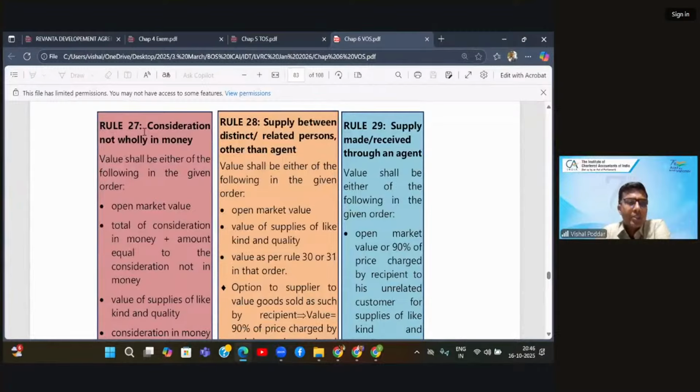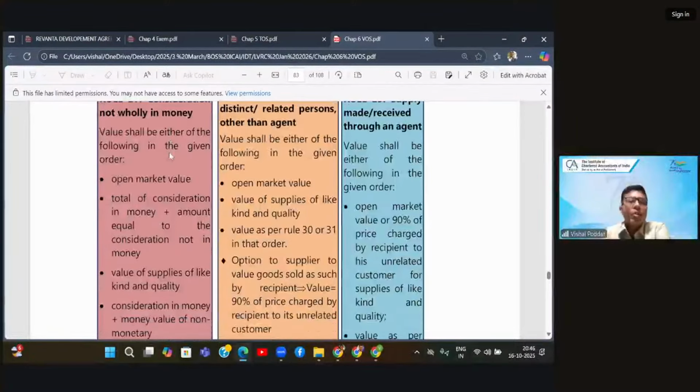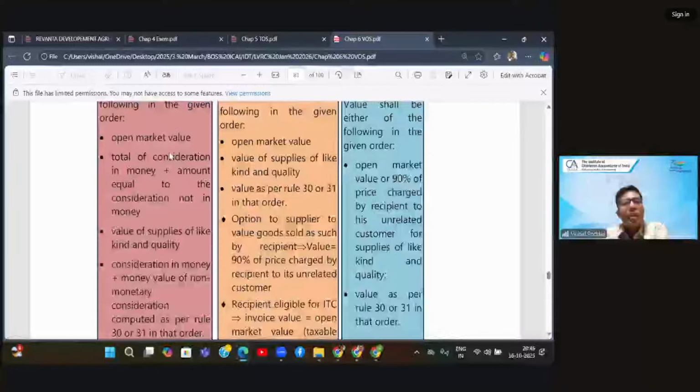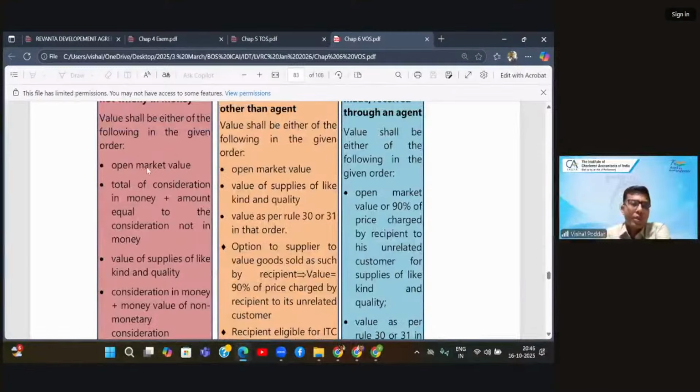First is rule 27. It applies whenever the consideration is not wholly in money. So this applies when there is no consideration, or the consideration is not in monetary form, it is in kind, or it is in the form of some other supply. In such cases, the valuation rule says you will take the following value in sequence. The first preference is open market value.